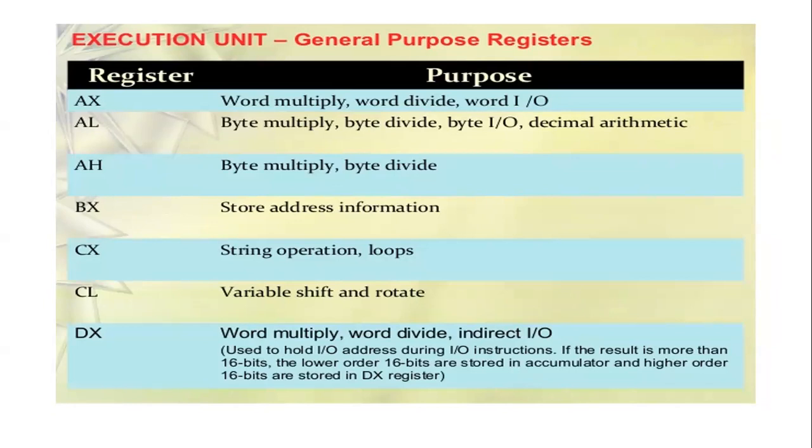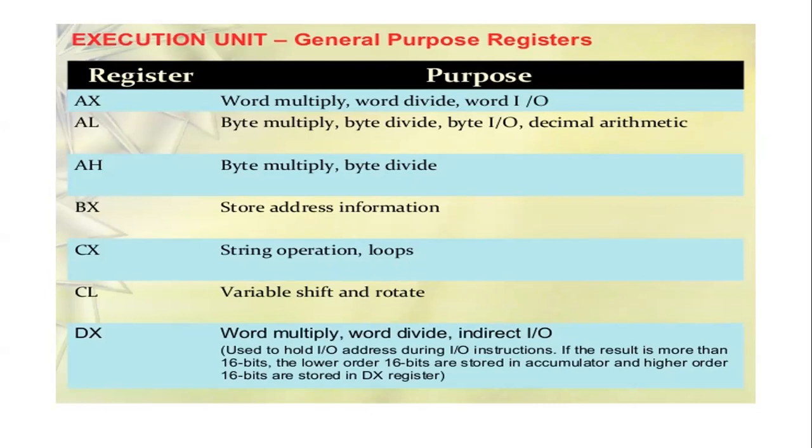The valid register pairs are AH and AL, which is paired as AX. Next, BH and BL are paired, and CH and CL, that means higher and lower, are paired here. AH and AL are referred to as AX. BH and BL are referred to as BX. CH and CL are referred to as CX. DH and DL are referred to as DX respectively.